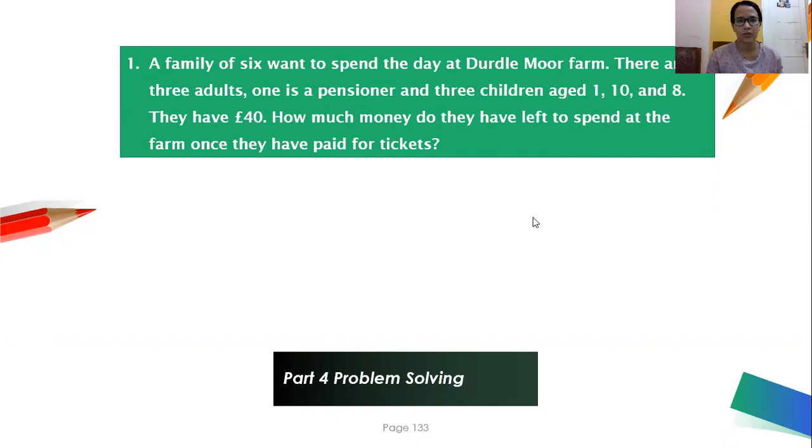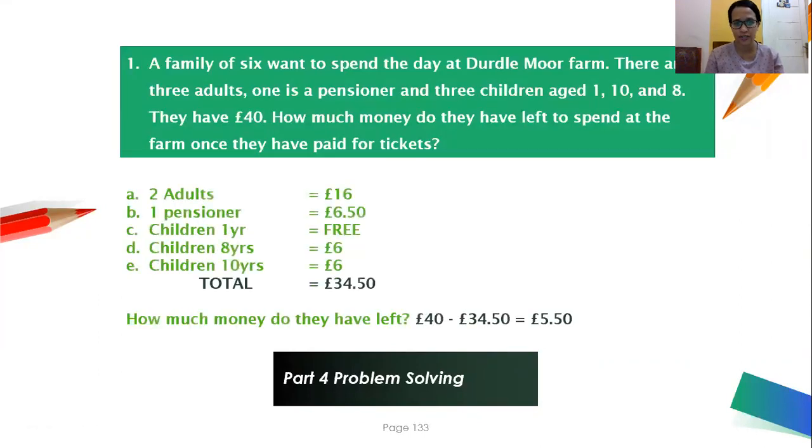A family of six want to spend the day at the Moor farm. There are three adults, one is a pensioner, so it means two adults and one pensioner. And three children, aged 1, 10, and 8. They have 40 pounds. How much money do they have left to spend at the farm once they have paid for tickets? Now let's check one by one because every person has a different price. So make sure you understand first. Two adults here.